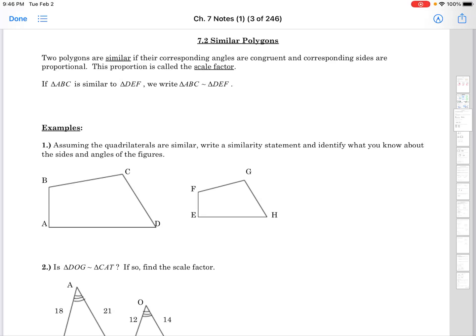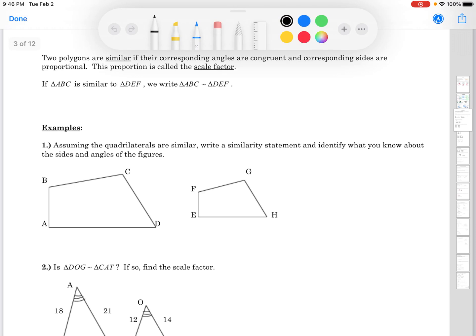Two similar polygons. Two polygons are similar if their corresponding angles are congruent and corresponding sides are proportional. This proportion is called the scale factor, and we saw that yesterday with dilations. So if triangle ABC is similar to triangle DEF, we write that using that squiggle symbol in between. And what this really means is similar to how we did congruency statements. We're kind of matching the letters.